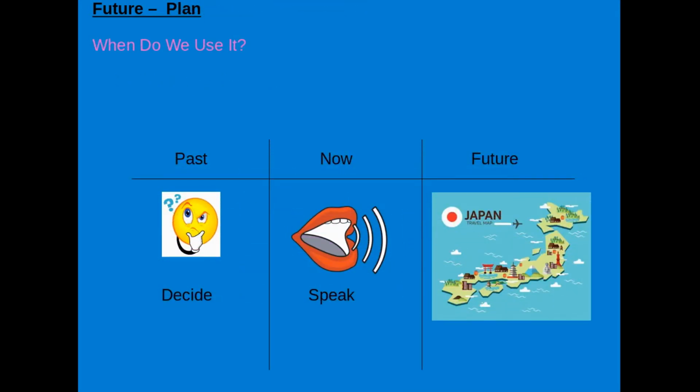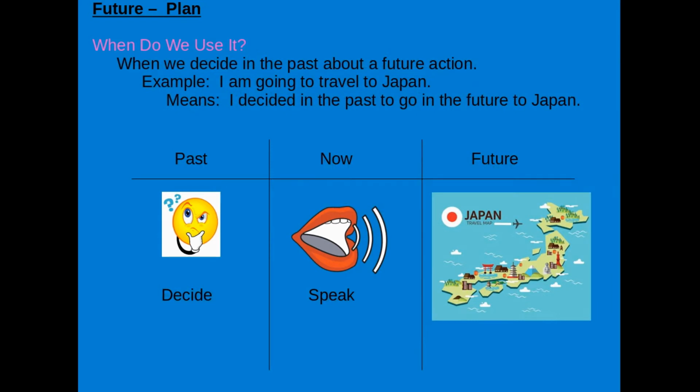Future, when we have a plan. When we decide in the past about a future action, we talk about it now, but the action is still in the future. For example, I'm going to travel to Japan. So in the past, I decided to travel to Japan. Now, in the present, I'm telling you about it. I'm telling you about my trip to Japan, but the trip is still in the future. So we use going to.